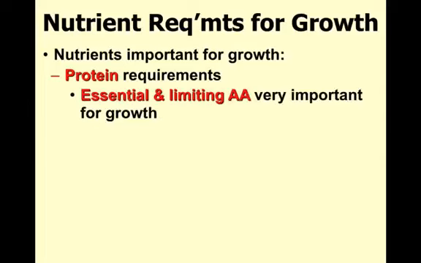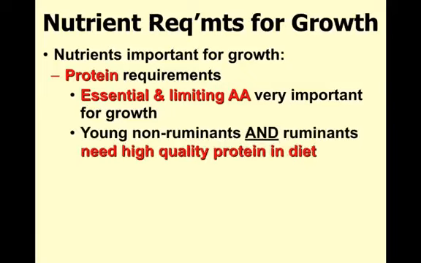Then we'll worry about protein requirements. It is very important, especially in the non-ruminants, that we consider the essential and limiting amino acids that are very important for growth. Think pigs and poultry, where we need to make sure we have lysine and some of those other essential amino acids provided in the diet at adequate quantities to promote proper growth. Both young non-ruminants and ruminants need to have high quality protein. We can't just feed them any kind of protein. It's got to be a good quality source.